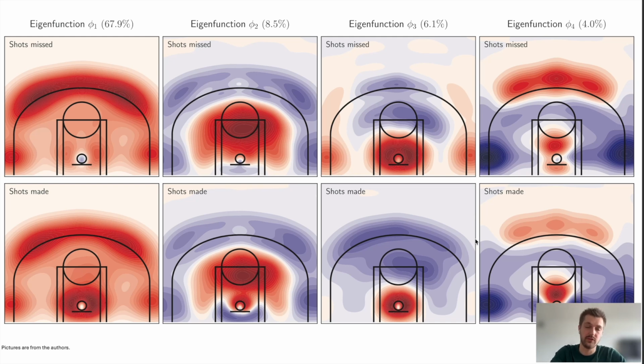The first eigenfunction is related to the difference between players that shoot very close to the basket and players that are 3-point shooters. The second eigenfunction makes a difference between players that shoot inside the 3-point line and the ones that shoot outside the 3-point line. You can do the same thing for the third and fourth eigenfunctions, but I won't detail it here.